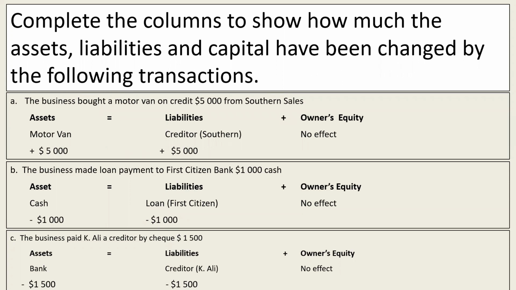So in this case, K. Ali got paid. If the business paid K. Ali, then the cash, or the amount in the bank, is going to be reduced because the business paid K. Ali, okay? And of course, the creditor, K. Ali, is the creditor. So you will have to reduce K. Ali as well because he's no longer owed that $1,500. So you have to minus that $1,500 from the creditor, K. Ali. All right.